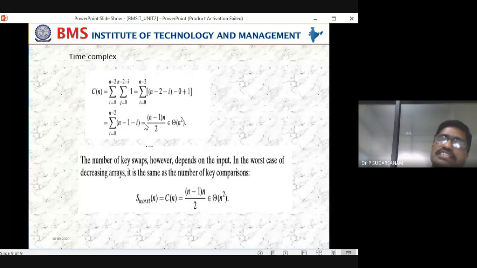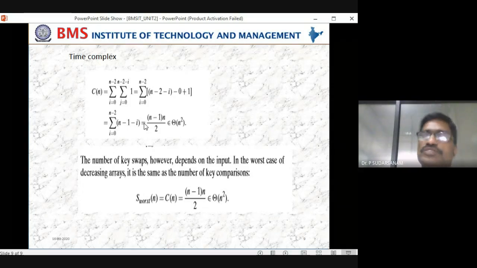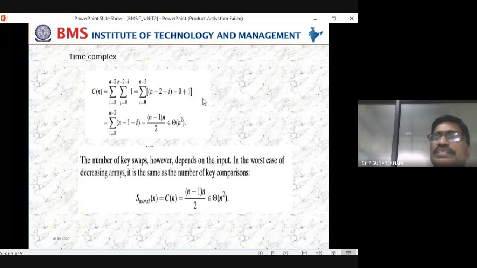So when n square is available there, n square by 2 also belongs to that one, n by 2 also belongs to that one only, or n minus 2 also, n minus 3 also, and n minus n also. There is 0 element. So all the elements belong to theta of n square. So that is the mathematical equation. Any doubt on this, please tell me.